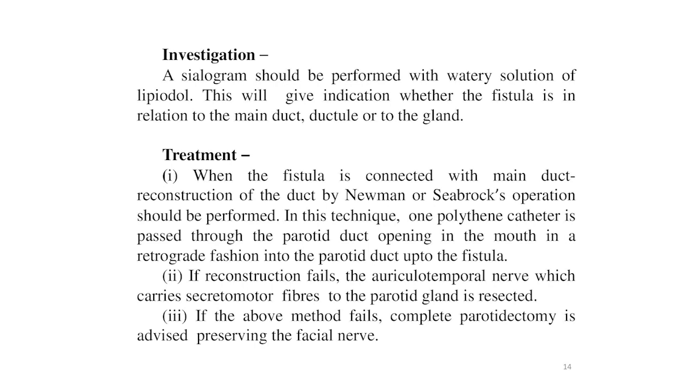Now the treatment: when the fistula is connected with the main duct, the reconstruction of the duct, Neumann's or Seabrook's operation, should be performed. In this technique, one polythene catheter is passed through the parotid duct opening in the mouth in a retrograde fashion into the parotid duct up to the fistula. Another probe is introduced through the external fistula.